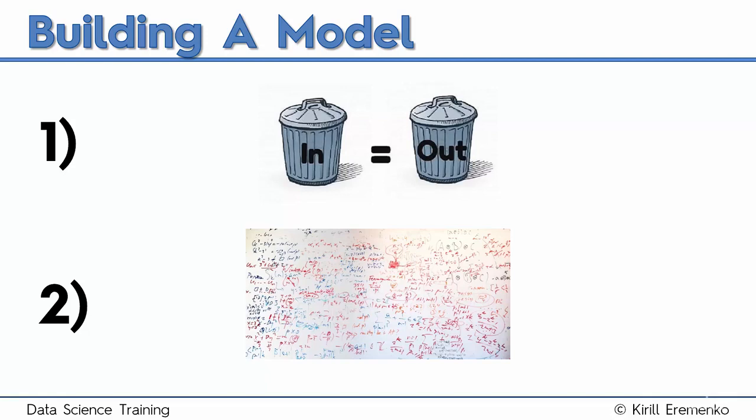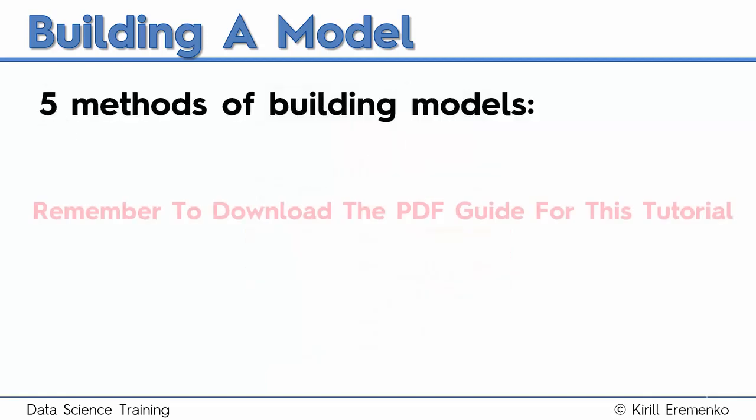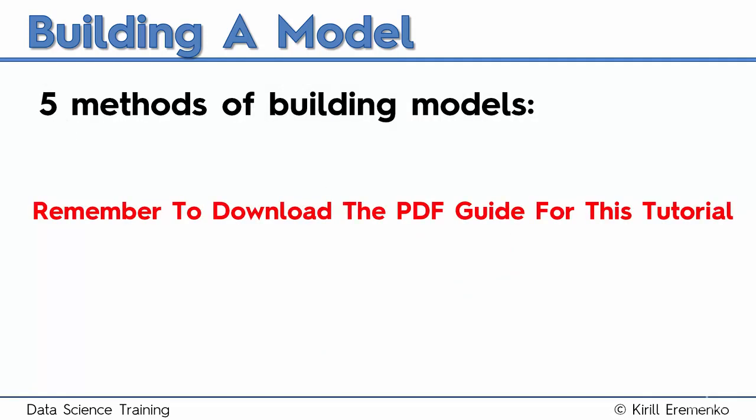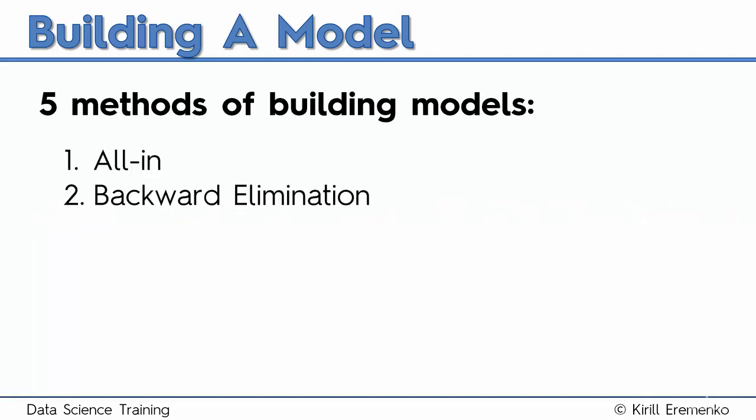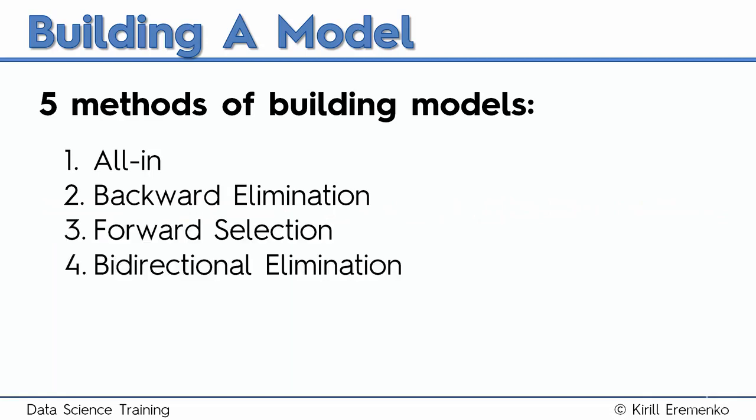So how do we construct a model? This is the process of building the model, selecting the right variables. So how do we construct a model? Well, there are 5 methods that we're going to discuss of building models. Number 1 is all in. Number 2 is backward elimination. Number 3 is forward selection. Number 4 is bidirectional elimination. And number 5 is score comparison. We're going to talk about each one of them just now.